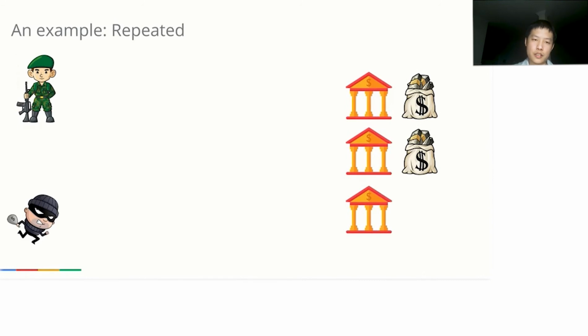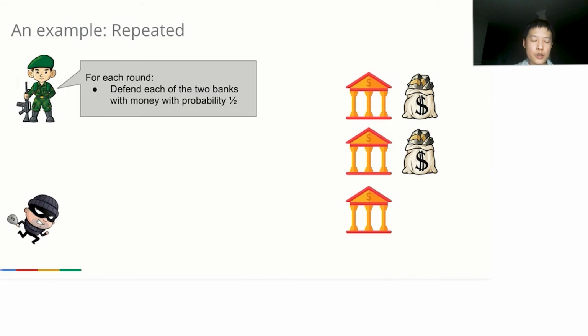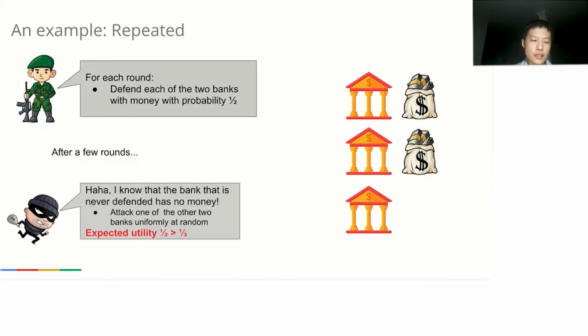Let's see what happens if this game is repeated. Can the soldier use the same strategy as before? For example, if the money is allocated to the first 2 banks, can the soldier repeatedly defend the first 2 banks, each with probability 1/2? It turns out that this is not a good strategy, because after a few rounds, the thief can learn something. The thief can learn that the bank that is never defended has no money. As a result, the thief can choose to attack one of the other 2 banks uniformly at random. In this case, the expected utility of the thief will increase to 1/2.